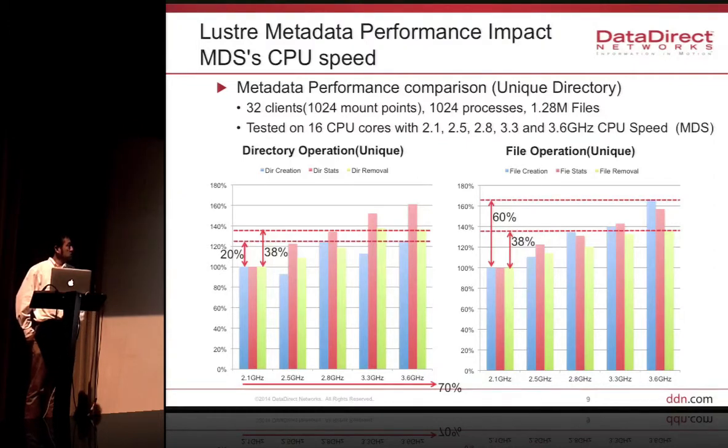For the file operation, there is a significant performance improvement from CPU speed. Then file removal and directory removal also improved up to 38%. However, directory creation is not much improved, only 20%, even though the CPU speed increased more than 70% from 2.1 gigahertz.